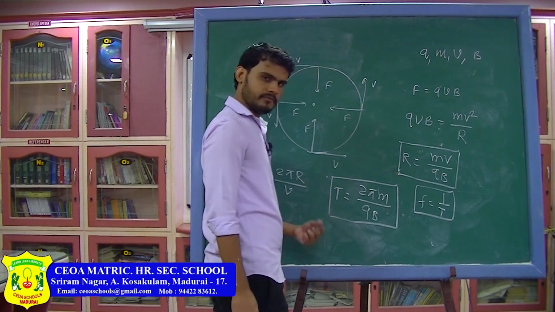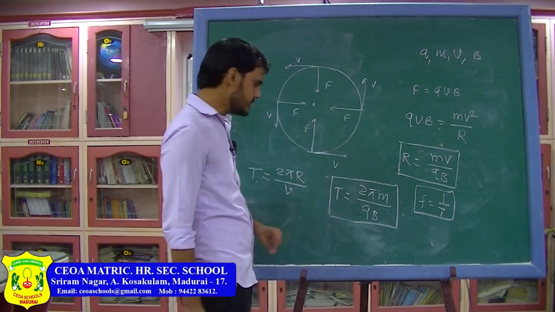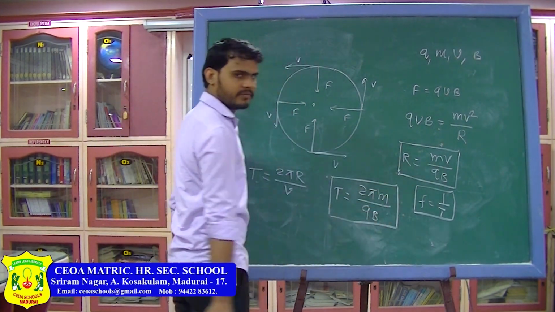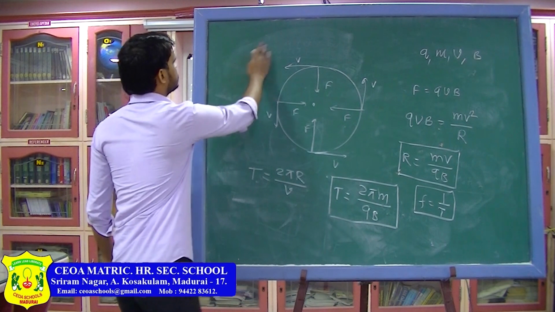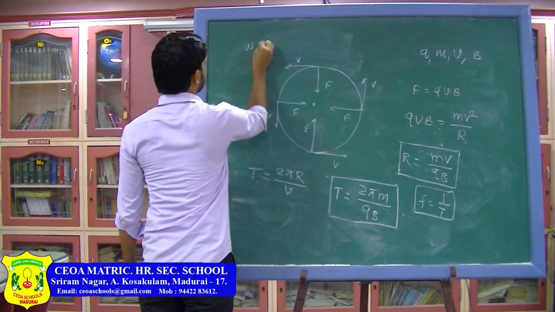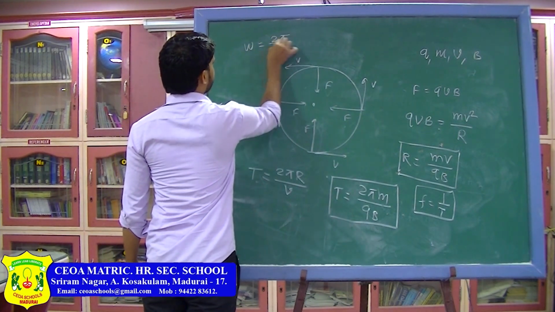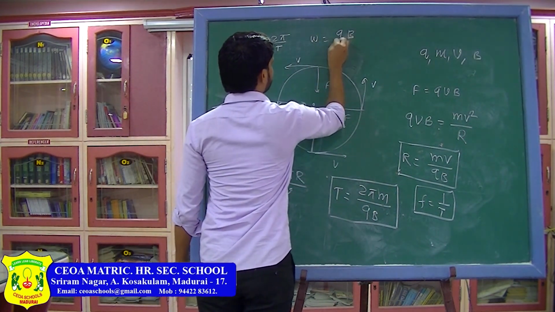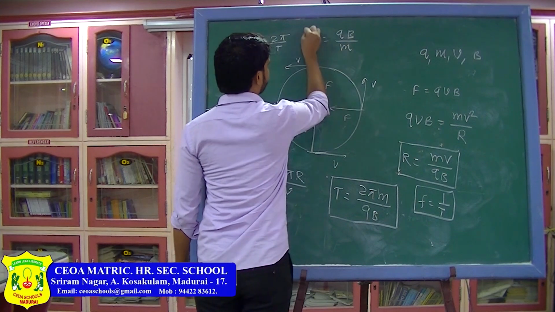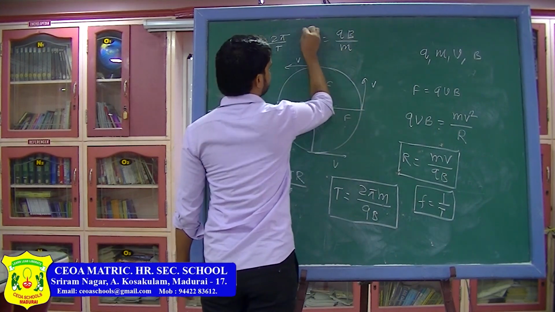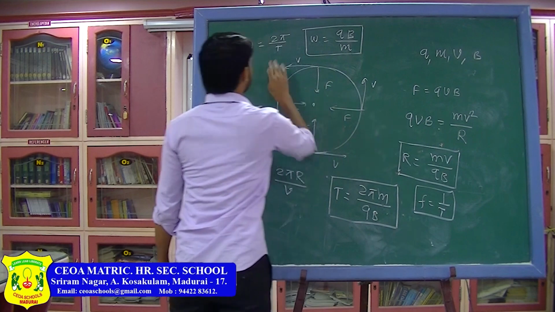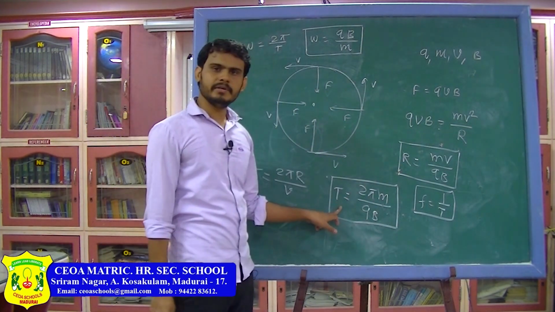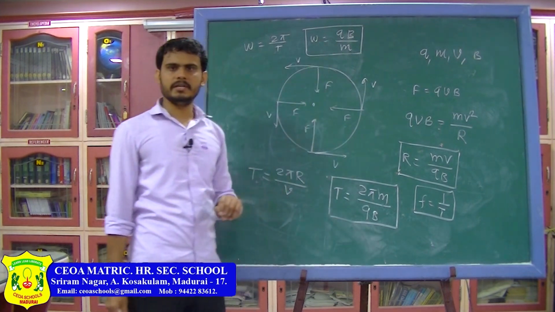Now you know the time period. From the time period you can find the angular velocity also. Or from here, velocity is given, you can find the omega also. So from here you can write omega is equal to 2 pi by T, which will be equal to qB divided by m. So this is the radius of the circle, this is the time period of the particle, and this is the angular velocity of the particle.